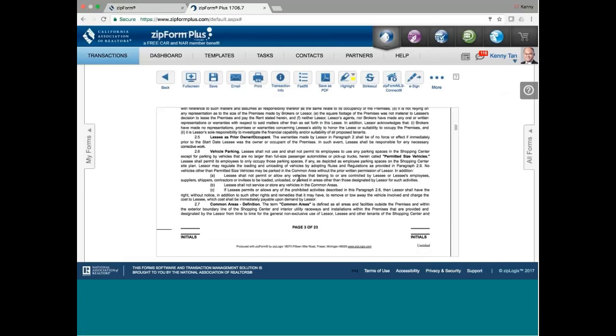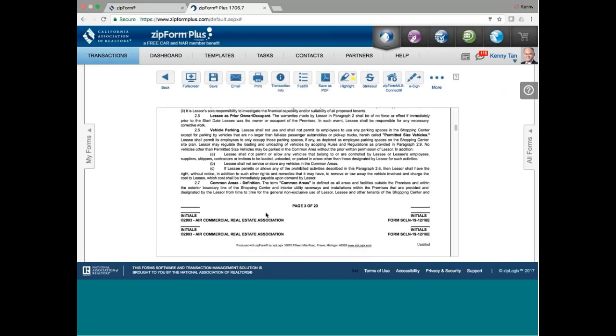All right. Common areas. Let's define all areas and facilities outside the premises and within the exterior boundary line of the shopping center. That is the very common definition of common areas. I think it's the same in most AIR standard leases for definition of a common area. Okay.